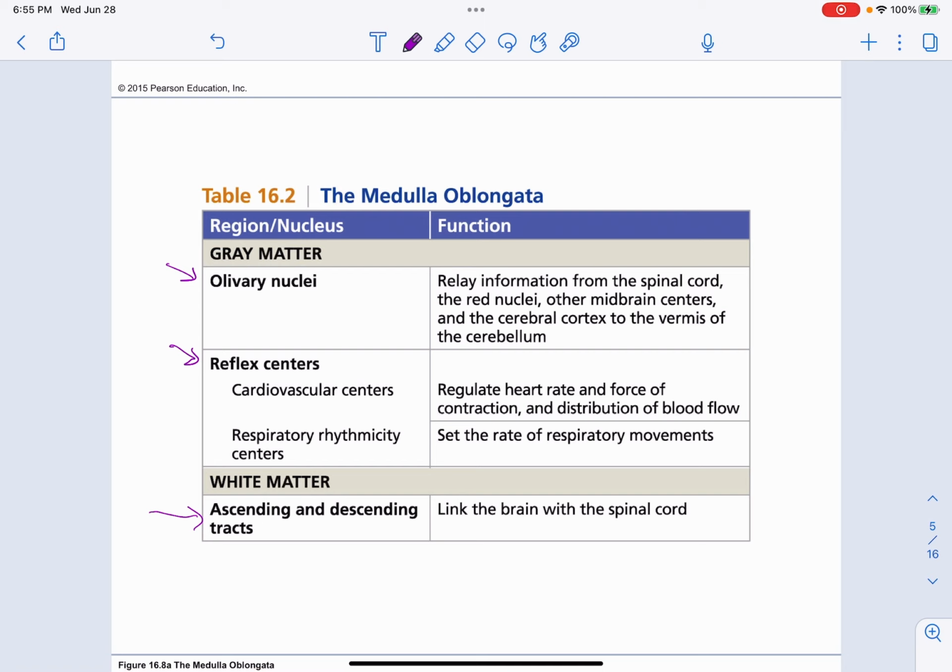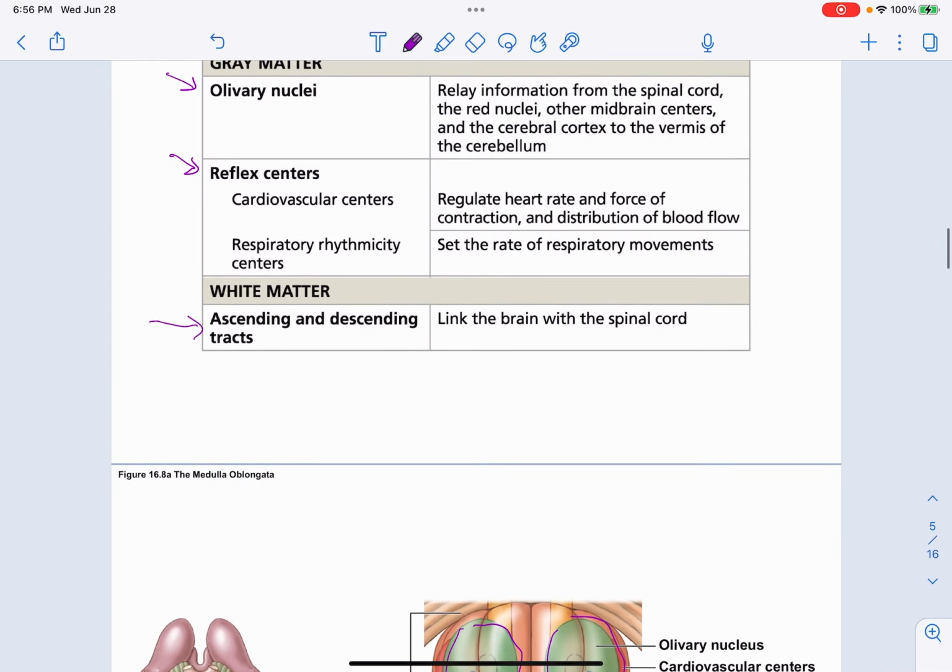Remember, these are not just tracts. Since they're referred to as nuclei, this is a nucleus. This is a group of neuron cell bodies with a shared function. What they are doing is connecting information to and from the spinal cord. They also have regions within the midbrain, the cerebral cortex, and the cerebellum. And these connections that are going on here are not just axons. These are the actual nuclei. So let's take a closer look at this.